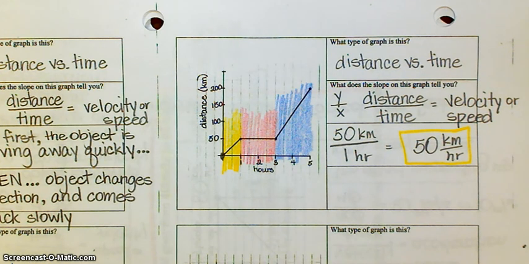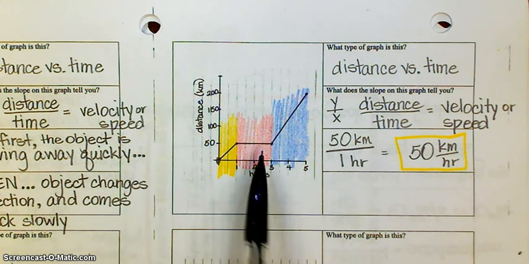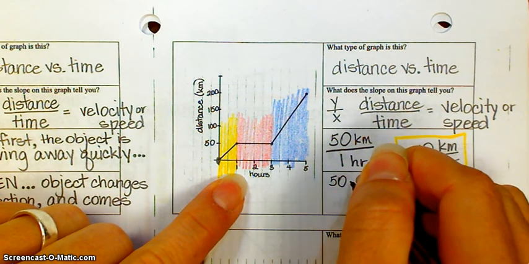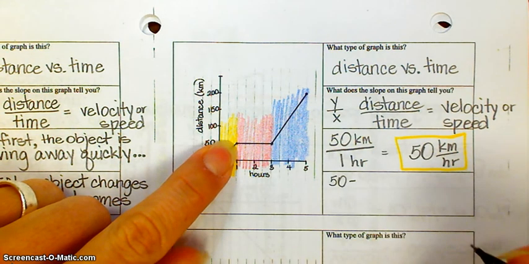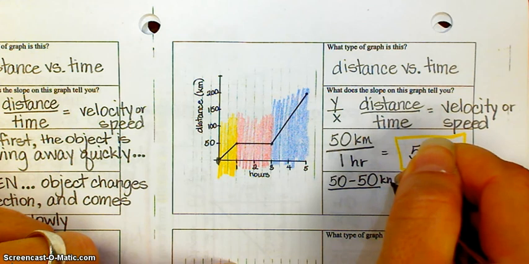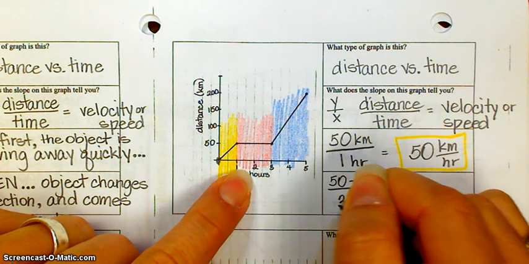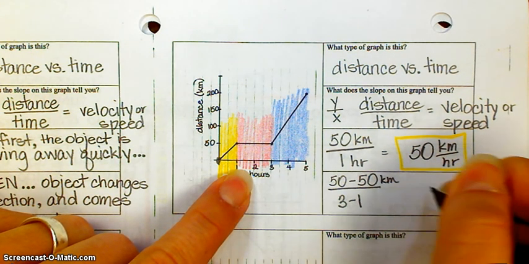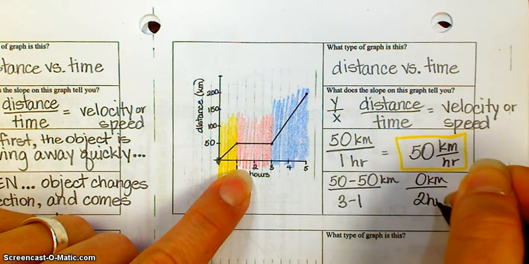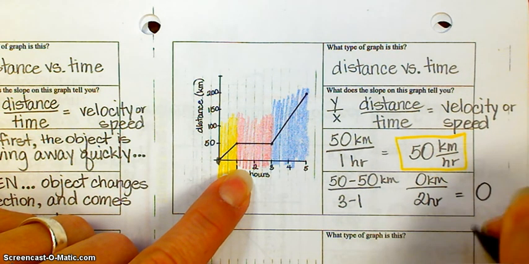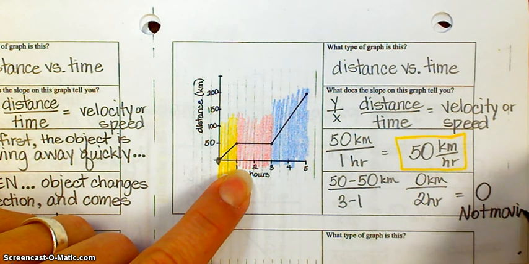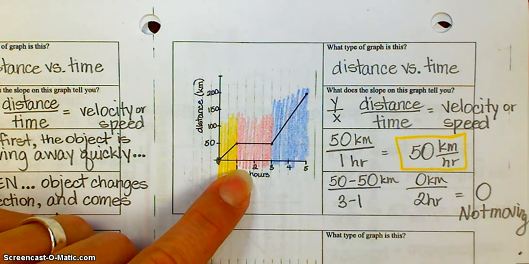All right, what happens in the red interval? Yes, so at the beginning of the interval, the distance was 50. At the end of the interval, the distance was still 50, and that's a change of time of 2 hours. So that's 0 kilometers in 2 hours, which is 0. It's not moving. I'm running out of room. Okay.